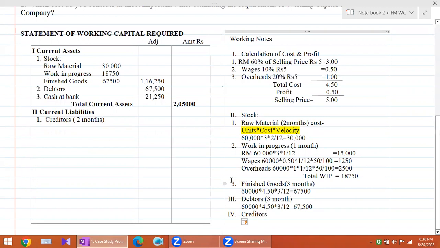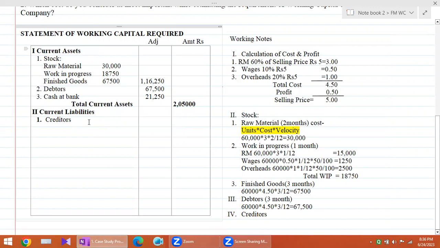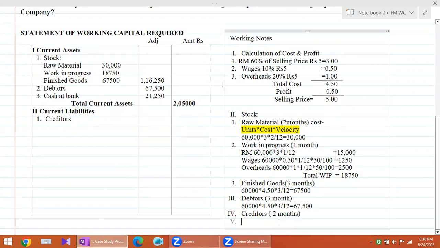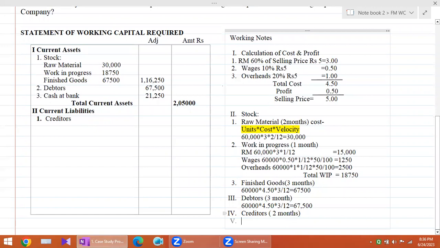Velocity I have written here. You can write it this way. See, this calculation can be done in this statement also, or else in the working note, you can show it up. Yeah, come to this. Now, what do you know? The number of units, 60,000.